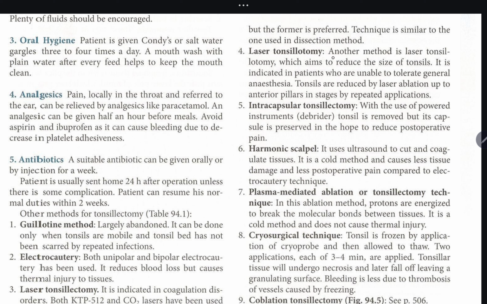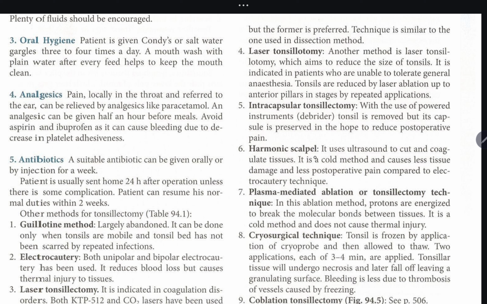4. Laser tonsillotomy. Another method is laser tonsillotomy, which aims to reduce the size of tonsils. It is indicated in patients who are unable to tolerate general anesthesia. Tonsils are reduced by laser ablation up to the anterior pillars in stages by repeated applications. 5. Intracapsular tonsillectomy. With the use of powered instruments, debrider, tonsil is removed, but its capsule is preserved in the hope to reduce post-operative pain.